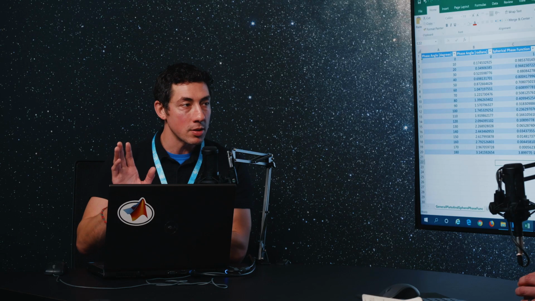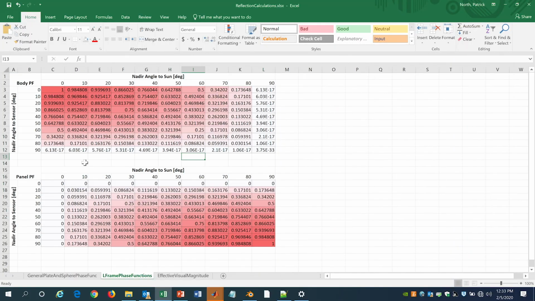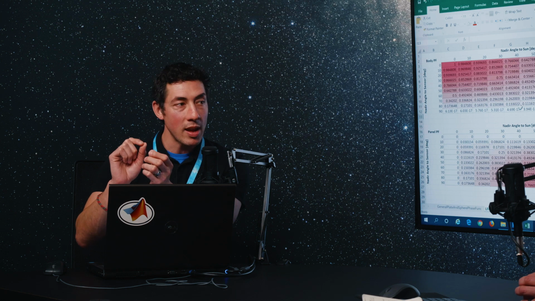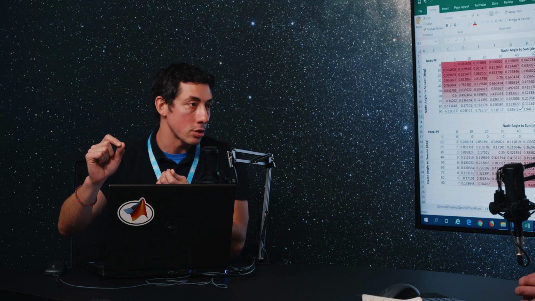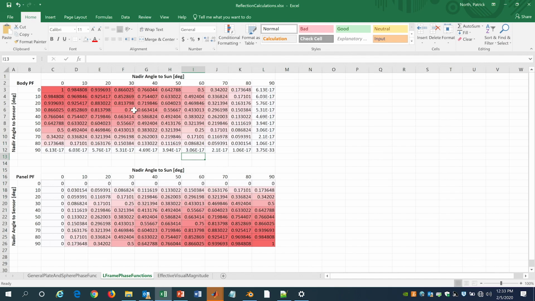Well, this L frame is very much like two different plates. If we combine those two phase functions together, we have a phase function for the body and the solar panels. We can look at this as a function of two angles, a bidirectional reflectance function. From the way these satellites are oriented, what is the angle to the sun and to our sensor, or to us, if we're the observer? And we can see that we fall off. Basically, the phase function changes with the angle to both the sun and the direction of light that we're shining into.